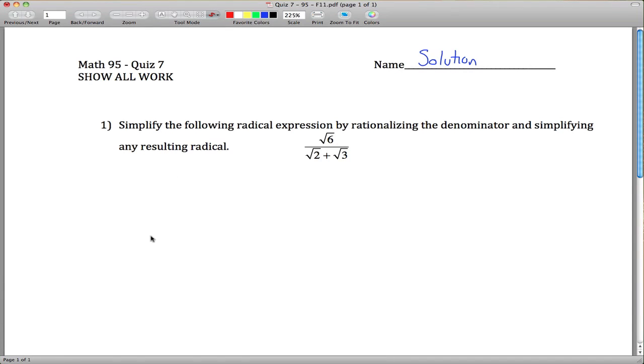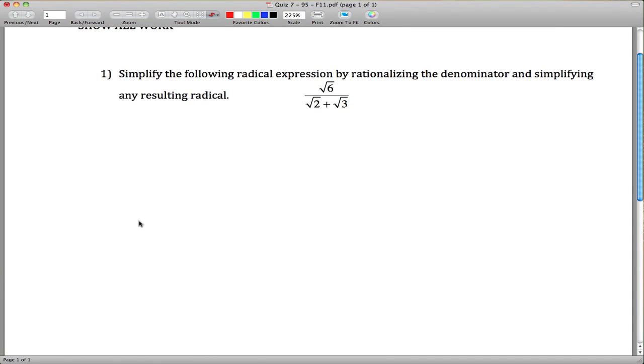Quiz 7 for Math 95 solutions. The first problem, we're asked to simplify this mess. The way you do that is you want to get the square roots out of the denominator right here. We have a trick for that. It's called rationalizing the denominator.